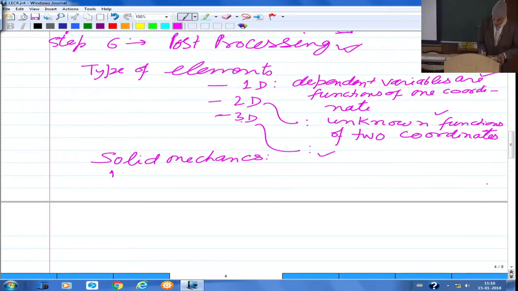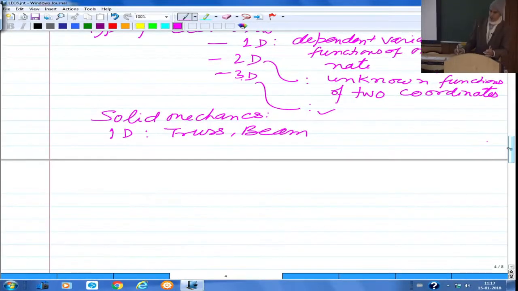And in 1D, what we would be doing, and we would also be discussing this: one-dimensional elements, truss and beam. In beam again, two types of elements, Euler-Bernoulli and Timošenko beam, and of course there are higher order elements, but we may not do that. And in truss we'll also look at modeling of 2D and 3D trusses. So this is what we would do in the 1D elements.